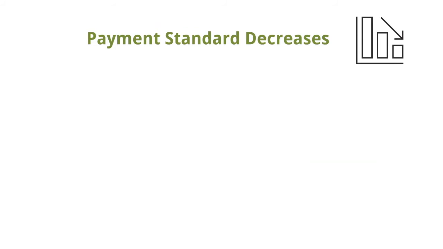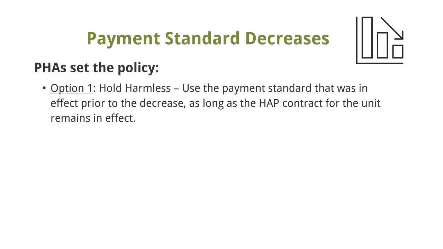As we've discussed, for designated PHAs and opt-in PHAs, the implementation of small area FMRs may result in a reduction in the payment standard in some zip codes. PHAs must set a policy on how to handle payment standard decreases for families under a HAP contract. The PHA's options for handling payment standard decreases are: Option 1. Hold harmless. Use the payment standard that was in effect prior to the decrease as long as the HAP contract for the unit remains in effect.